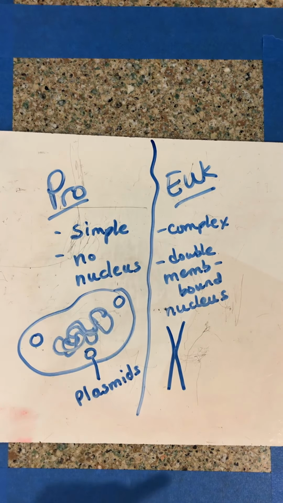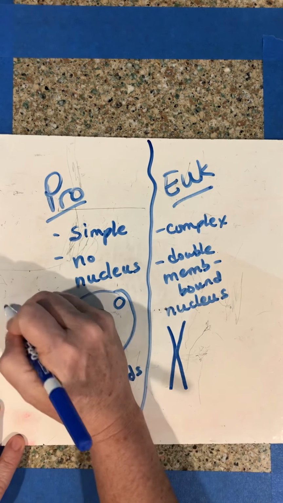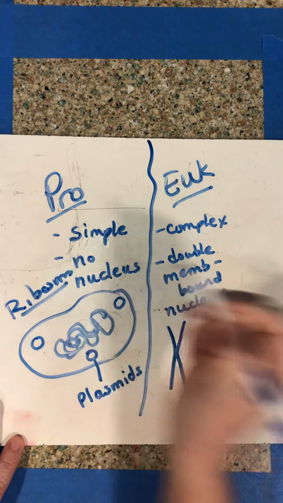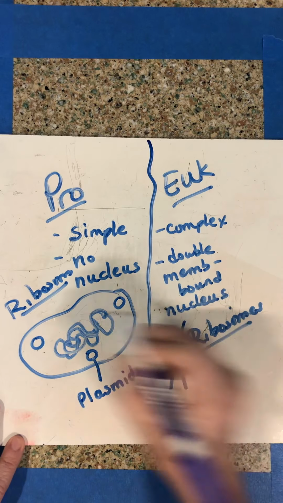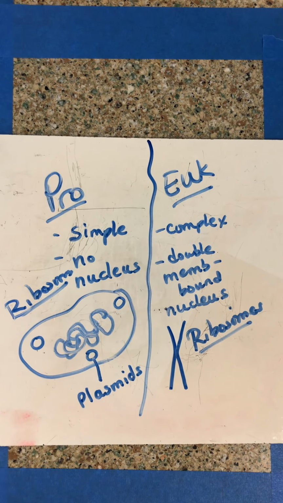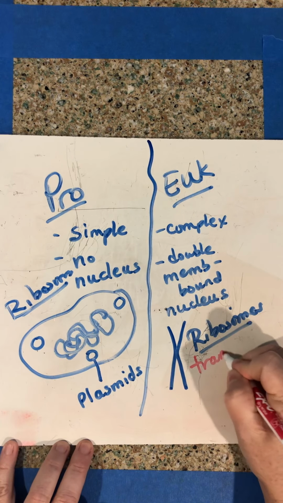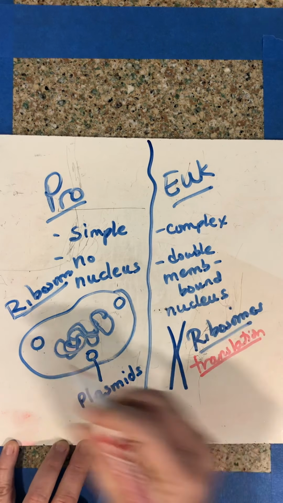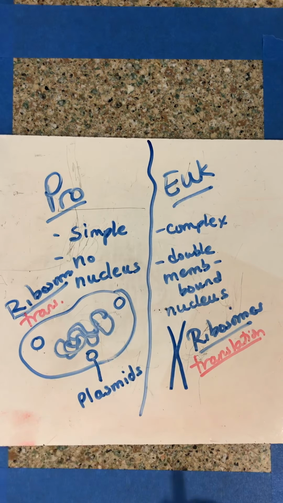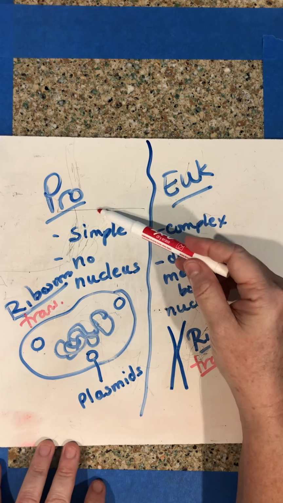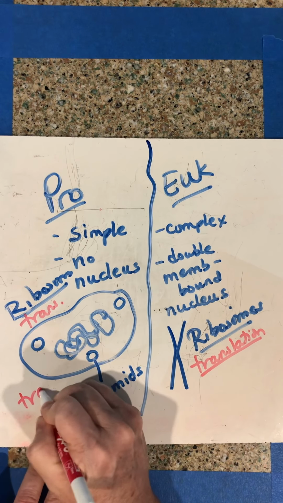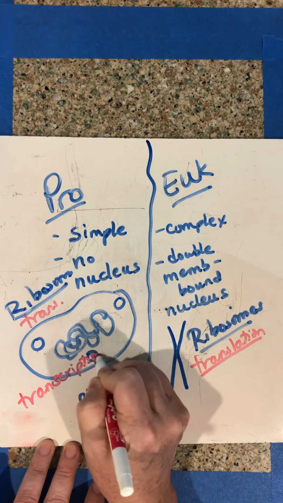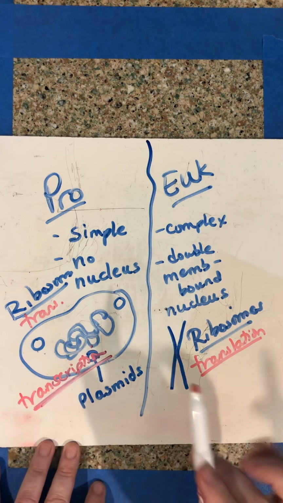Prokaryotes have to make proteins, so they have ribosomes. Eukaryotes have to make proteins, so we also have ribosomes. All right, and the process that is made in the ribosomes is called translation. Translation in both places. All right, so prokaryotic cells take the DNA, turn it into messenger RNA, and that's called transcription. Transcription we've talked on and on and on about.